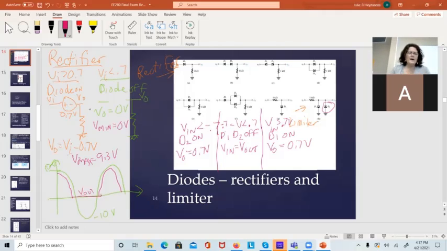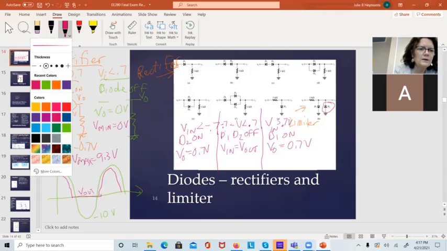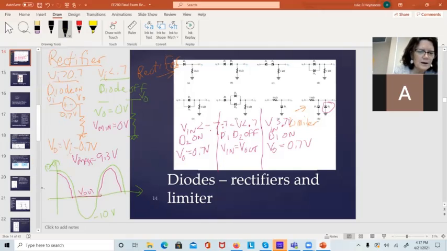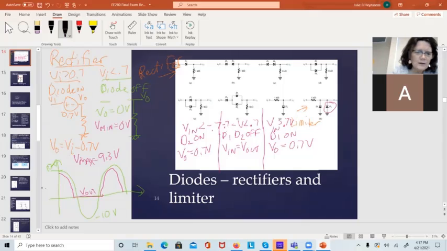So if I want to draw that and I have the same input sine wave, let's change the color to black here. What I'm going to get is something that goes up to 0.7 and down to negative 0.7 volts. It's going to max out there, and it will follow the sine wave when it's not in there. And this is called a limiter. I wrote that down. Okay. So good thing to look at.